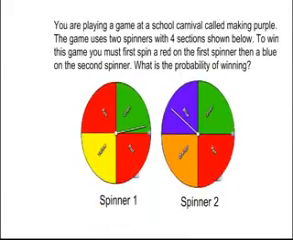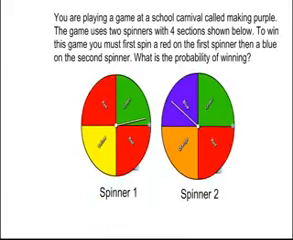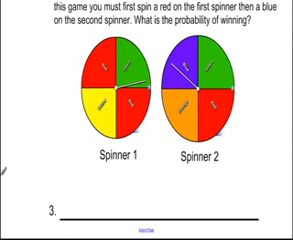Alright, let's look at our last example and then the video is done. You're playing a game at school, at a carnival, called Making Purple. The game uses 2 spinners with 4 sections shown below. To win this game, you must first spin a red on the first spinner, then a blue on the second spinner. What is the probability of winning? So here we go. We got 2 sections that are red out of 4 sections on the first spinner. In our second section, we only have 1 blue.